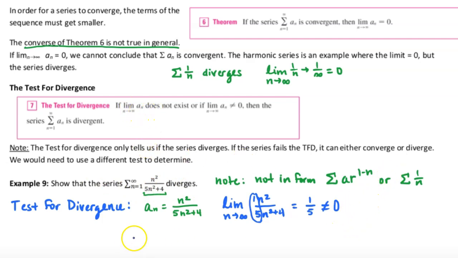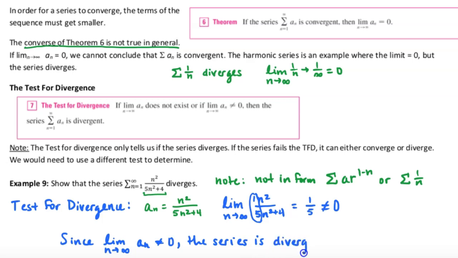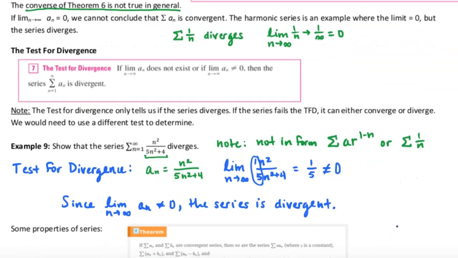And so since the limit as n approaches infinity of a sub n is not equal to 0, the series is divergent. I've proved that it diverges. No more work is necessary. And so that is the simple beauty of the test for divergence. Let's talk about one more idea.